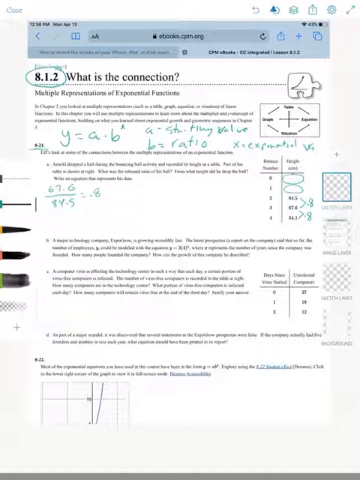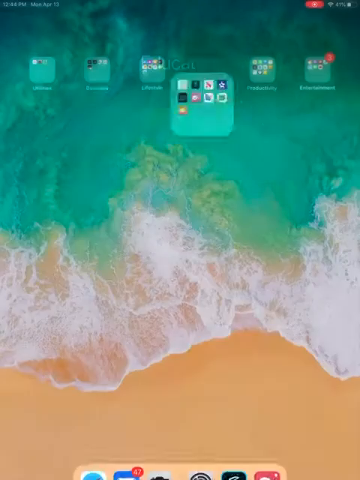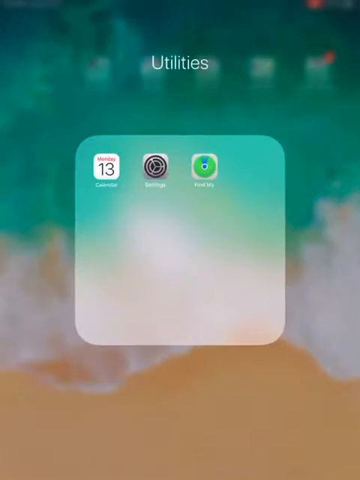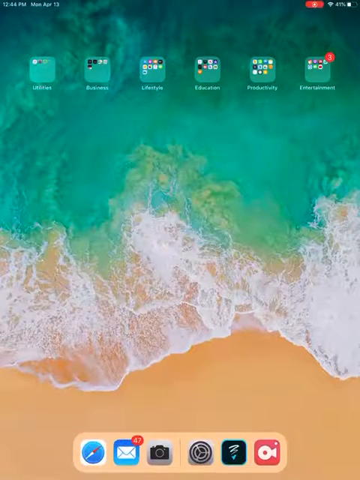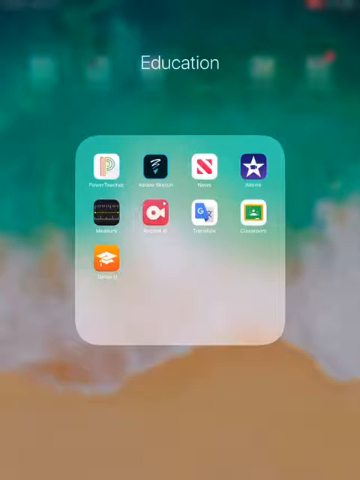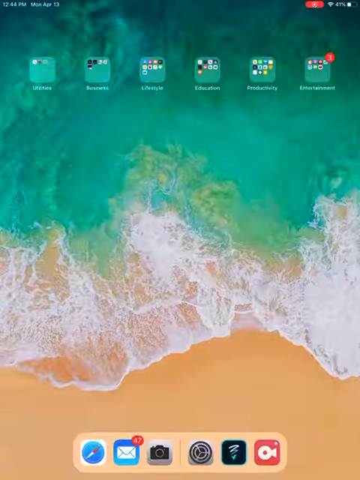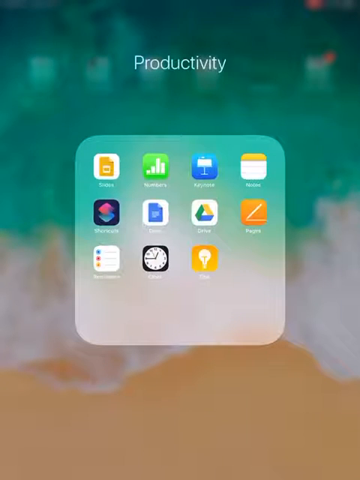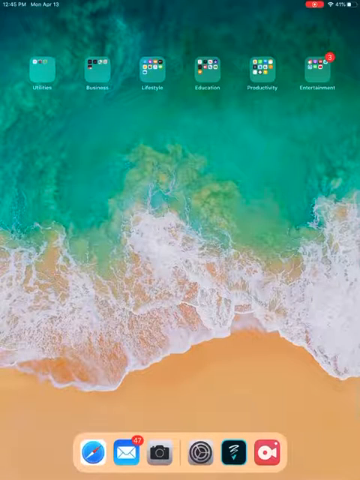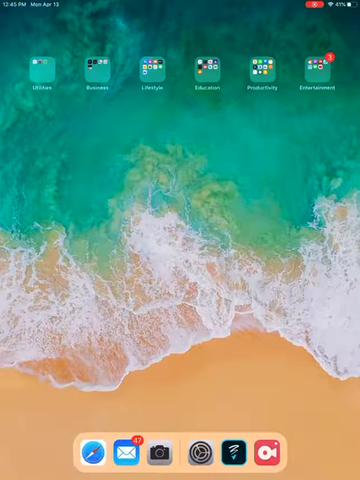So if we go back, we'll find our calculator somewhere on this iPad. Not there. Not in education. Maybe it's productivity. It'd be nice if I knew where this calculator was. Here's a calculator.